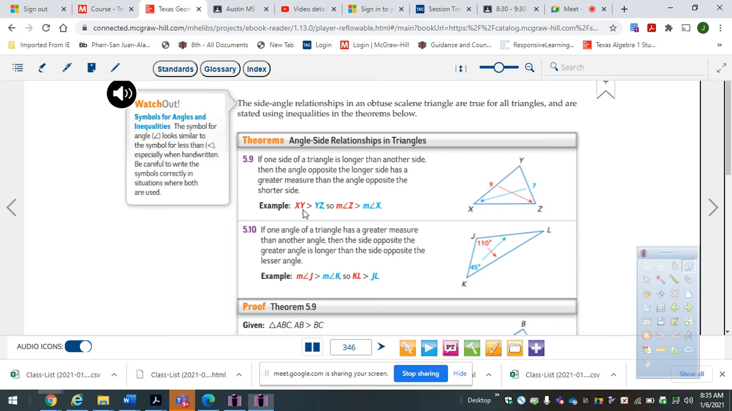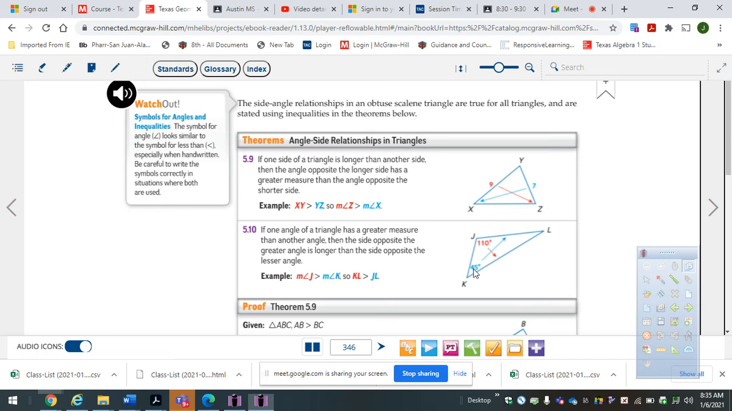It makes sense if you think about this one. Side XY is greater than side YZ. So the angles across from them are also going to be greater in the same relationship. Now, if one angle of a triangle has a greater measure than the other angle, then the side opposite the greater angle is longer than the side opposite the lesser angle. I think it makes sense when I read that.